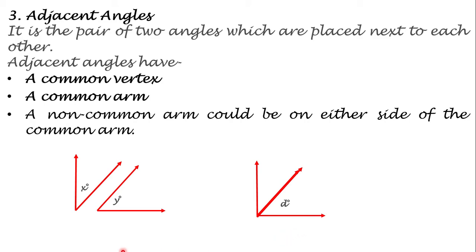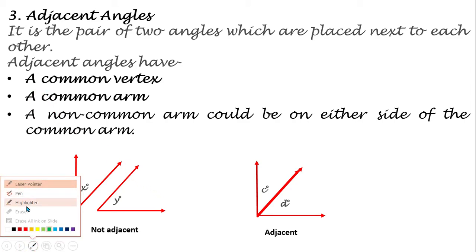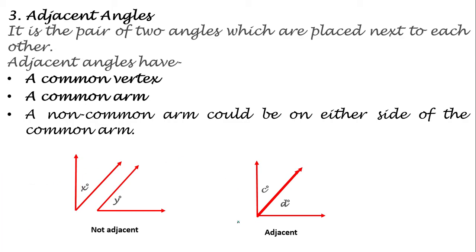Okay, so see, this is not adjacent and this is adjacent. Clear? Understand? So this I'm repeating again. An adjacent angle should contain a common vertex. So this point is a common vertex.